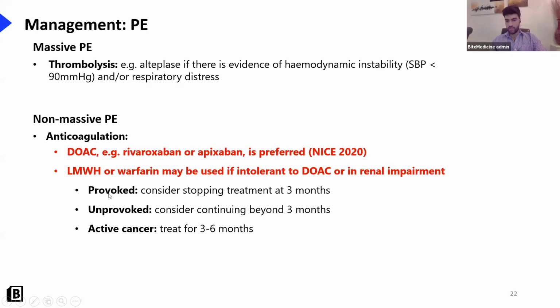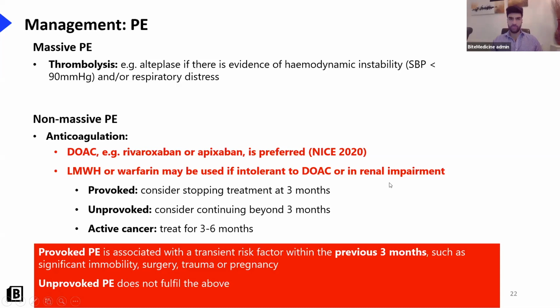The length of treatment depends on whether the PE is provoked, unprovoked, or if there is underlying active malignancy. So if the PE is provoked, NICE say consider stopping treatment at 3 months. And if it's unprovoked, they say consider continuing beyond 3 months. And they leave it at that. They're not any clearer than that. In clinical practice, typically unprovoked patients are treated for 6 months, but this depends on the clinician. If the patient has active cancer, NICE say treat for 3 to 6 months.